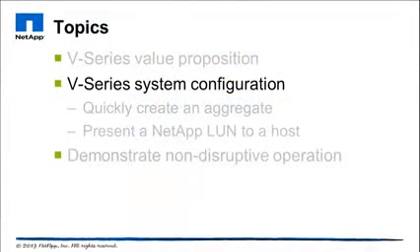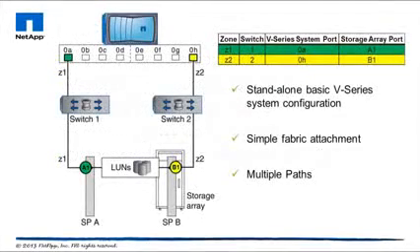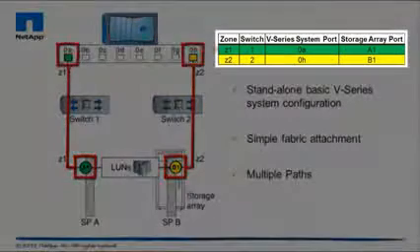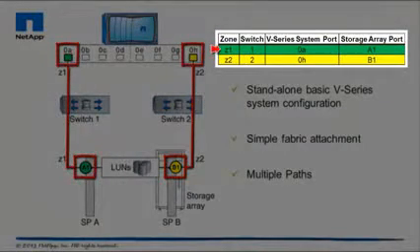Let's look at a basic V-Series system configuration. This is a standalone basic V-Series system configuration. In this simple fabric attachment, a single port pair accesses the array LUN group. There are multiple paths between the controller and the array. As seen in the table, Zone 1, on switch 1, contains one port pair, and Zone 2, on switch 2, contains another.